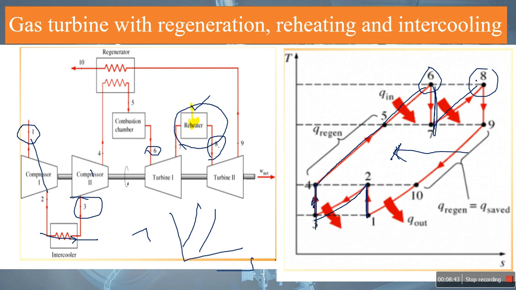And again 8 to 9 is the isentropic expansion in the second stage of the turbine, that is the low pressure turbine. 9 to 2 is the reduction of heat carried out in the regenerator, and 10 to 1 again that heat is released to the atmosphere. So we are going to combine all the methods, and we discuss here how to develop it.